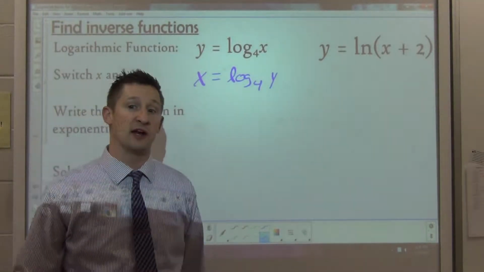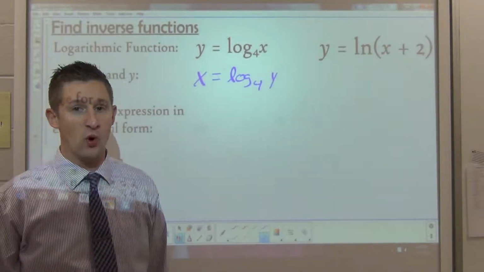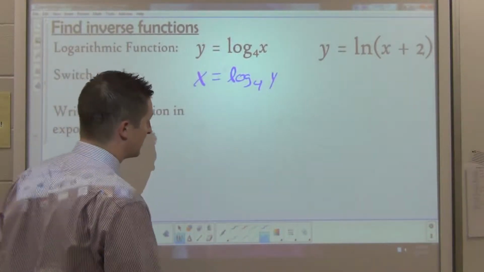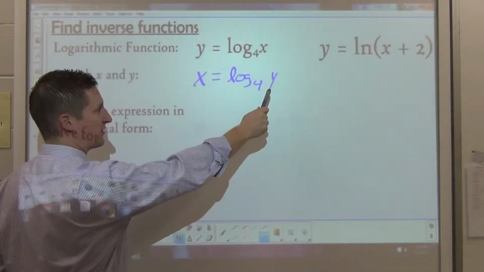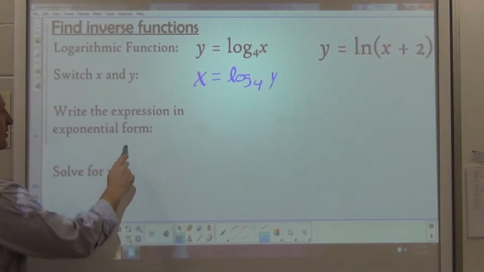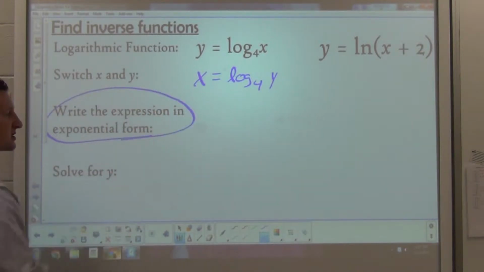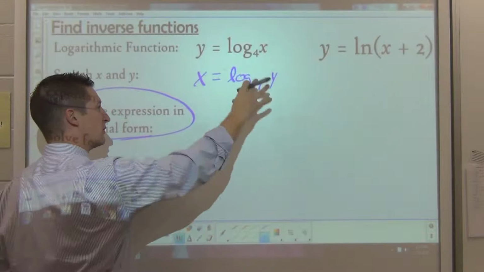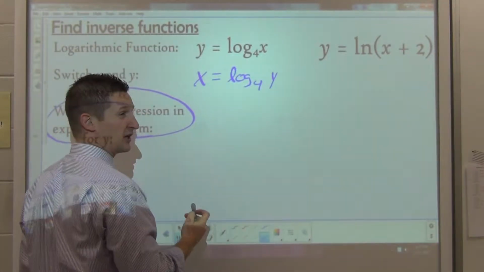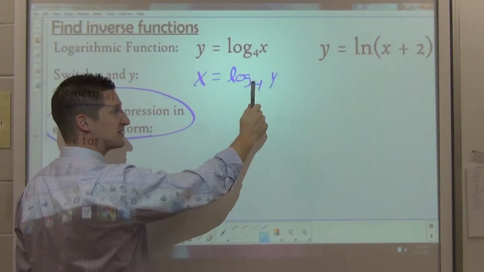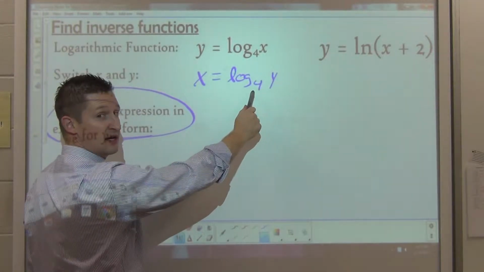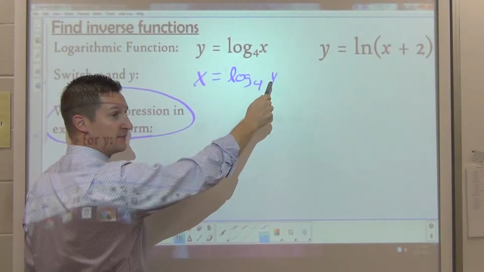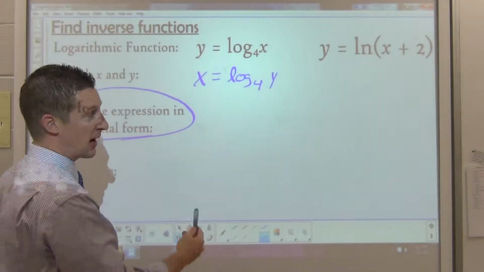Now the next step in finding an inverse is to solve for y. So that means I need to get y by itself. There's a couple of ways to think about this. If I want to get y by itself, one thing that I could do is simply rewrite the expression in exponential form. Thinking about what this logarithm means, if I take 4, this base, and raise it to x, I get y. If I want to get y all by itself, that'd be probably a pretty good thing to do.